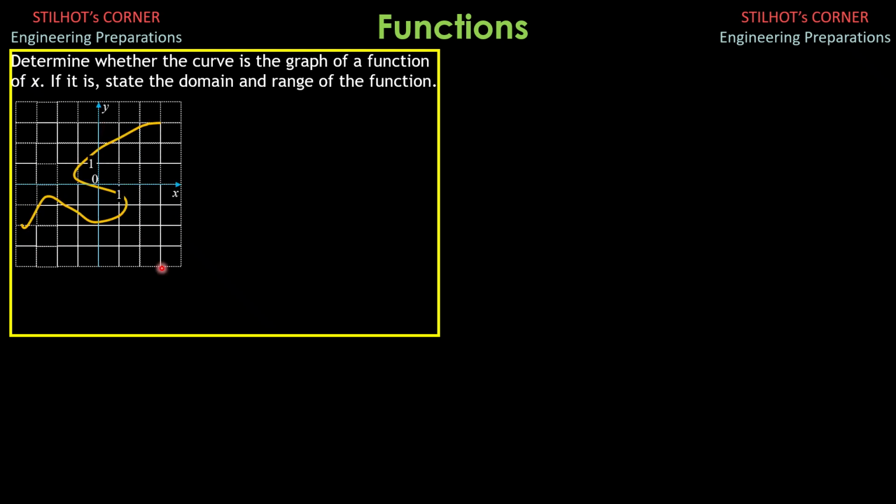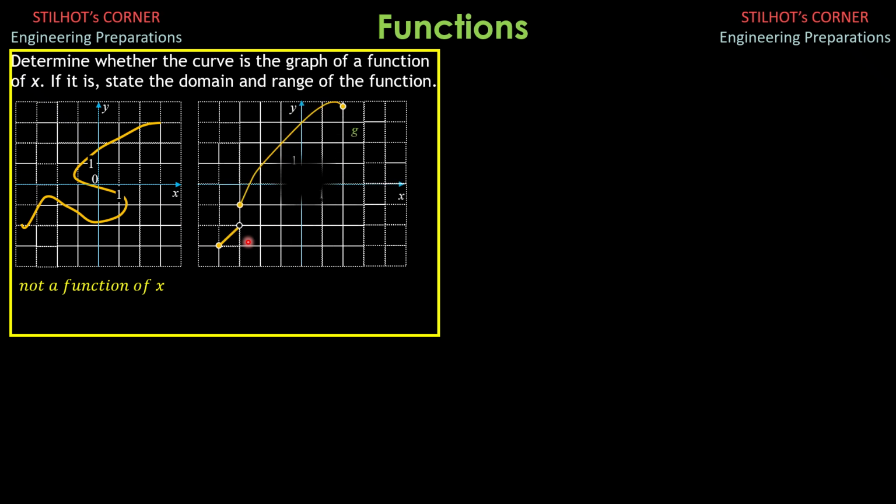Now, remember the graph of a function should not be intercepted by a vertical line by more than 1 point. Since if you draw a line, the graph is intercepted at more than 1 point. In particular, in this part here, we can intersect it with 3 points. Therefore, this is not a function of x.